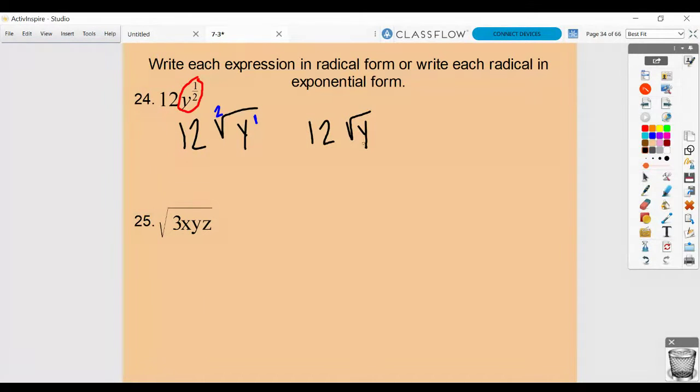Okay, number 25, we have radical 3xyz, and we want to write it with an exponent. So we can go ahead and start off by saying 3xyz. And then since everything is underneath the radical, we need to have a parenthesis so it's together. And then it would be raised to the 1/2 power. Again, there would be a 1 here and a 2 here. But since it is 1 and 2, they don't write the 1 and 2. It's just known that that's a 1 and a 2.